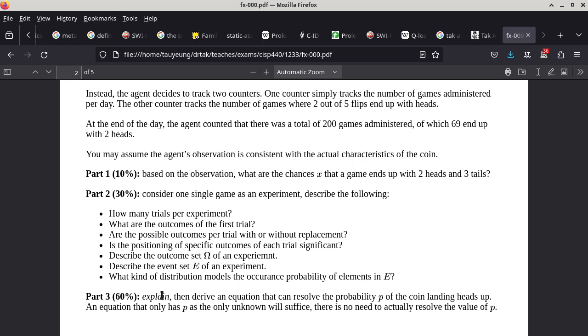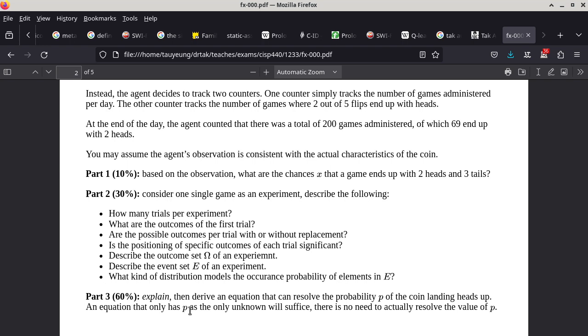So part three is asking, explain, then derive an equation that can resolve the probability P of the coin, because we suspect the coin is loaded, landing heads up. An equation that only has P as the only unknown will suffice. The key word here is equation, which means it has to be in the form of something equals something, okay? And in the equation, we only have P as the only variable, because if you have an equation with one single variable, then it is resolvable.